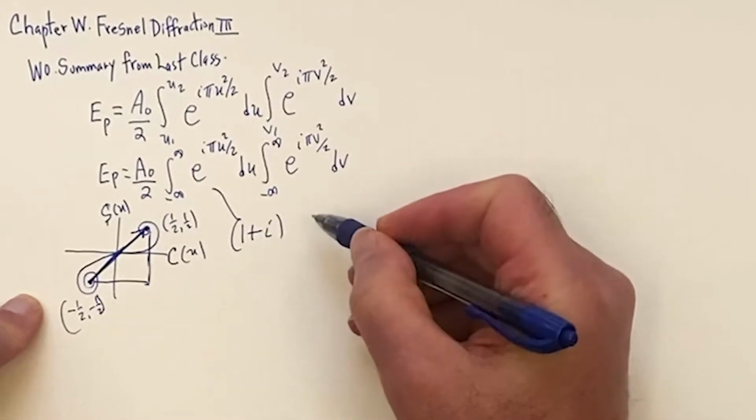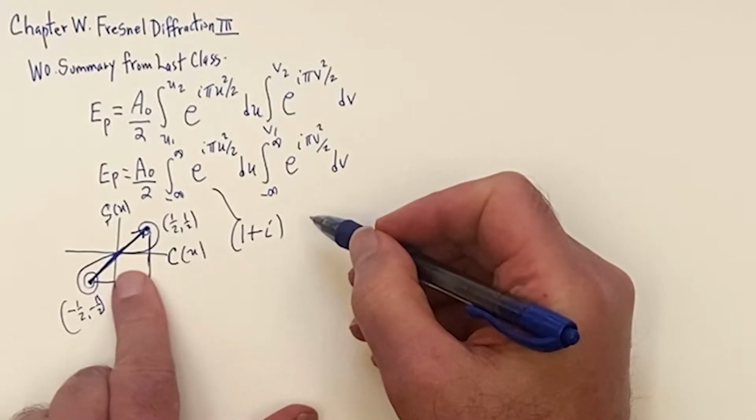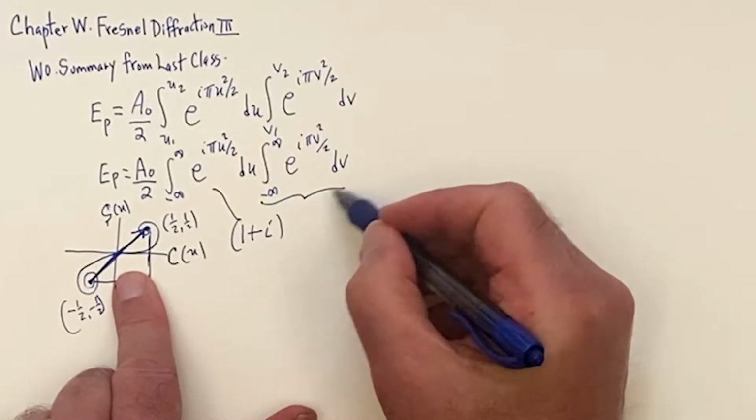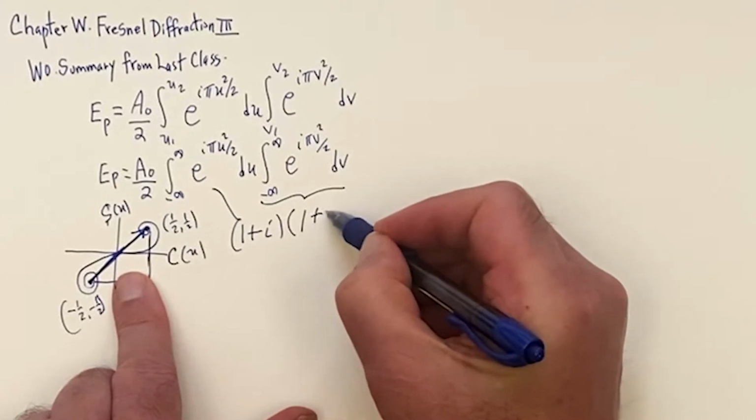That's it. That's how nice it is when you work with the Cornu spiral. And this over here is another 1 plus i.